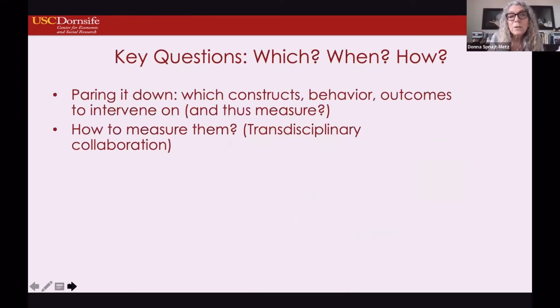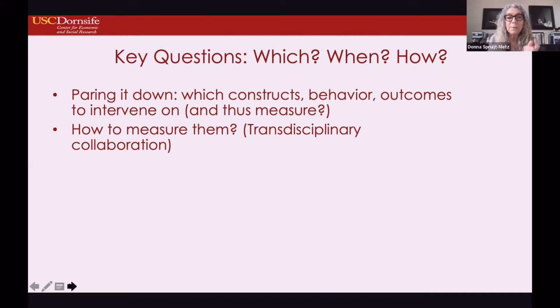Which, what, when, how, where, these are key questions. Pare it down. Which constructs do you really need to get at? Which behaviors do you really need? You can't have them all. Which outcomes do you want to intervene on and thus measure? And then how are you going to measure them?